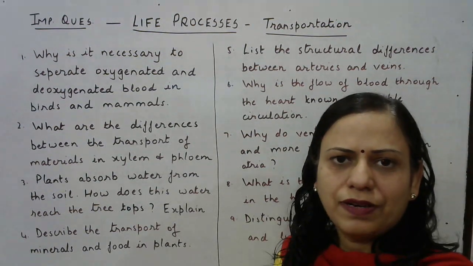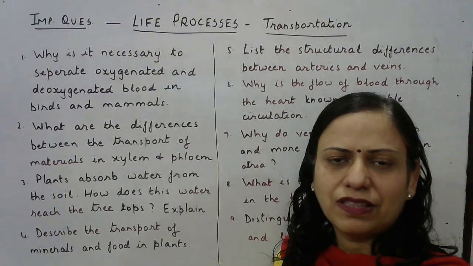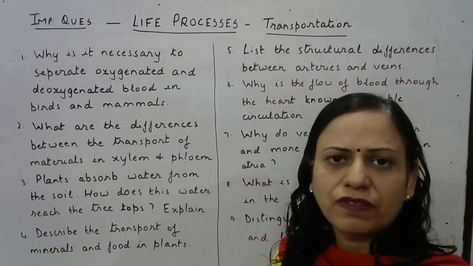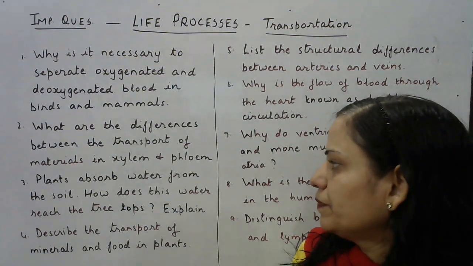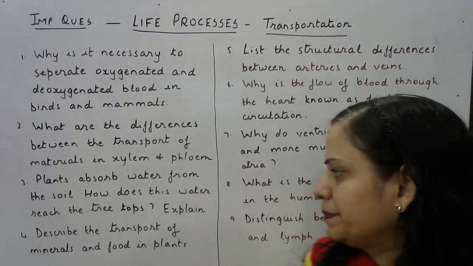You have to tell in detail about the transpiration pull, that water evaporates from the leaves in the form of water vapor, which creates a suction force, and it is because of this suction force that the water is pulled up through the xylem channel from the roots to the treetops.